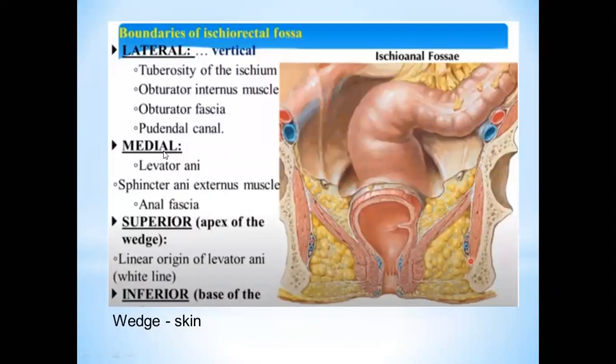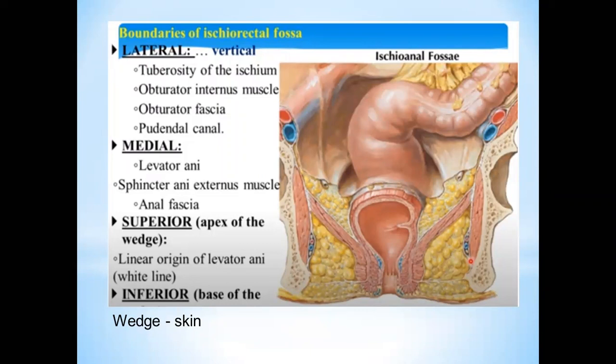Now, what are the boundaries of this ischiorectal fossa? Laterally, it is formed by the tuberosity of the ischium bone, obturator internus muscle, obturator fascia, and pudendal canal. On the medial side, it is formed by the levator ani muscle and the sphincter ani externus muscle, or we can say the external anal sphincter. And the third thing that we have is the anal fascia.